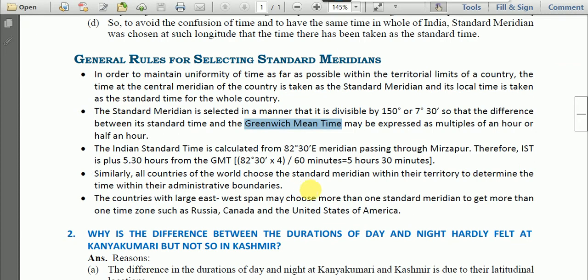Okay, and next we have how the standard time is calculated. See here, this is the example. The Indian standard time is calculated from 82 degree 30 minute east meridian passing through Mirzapur, mentioned in your book.